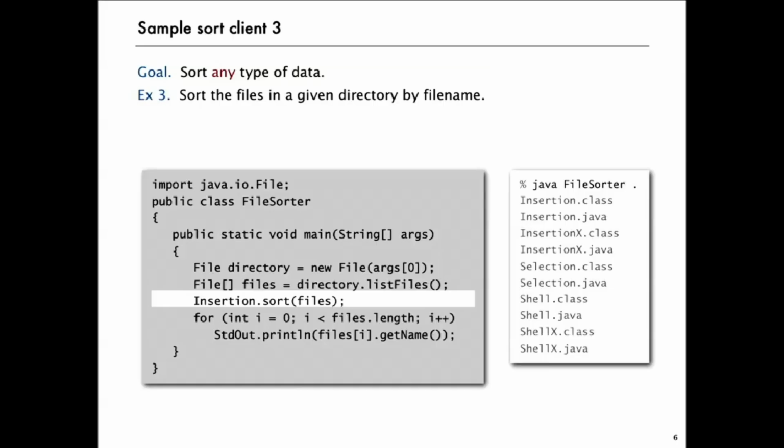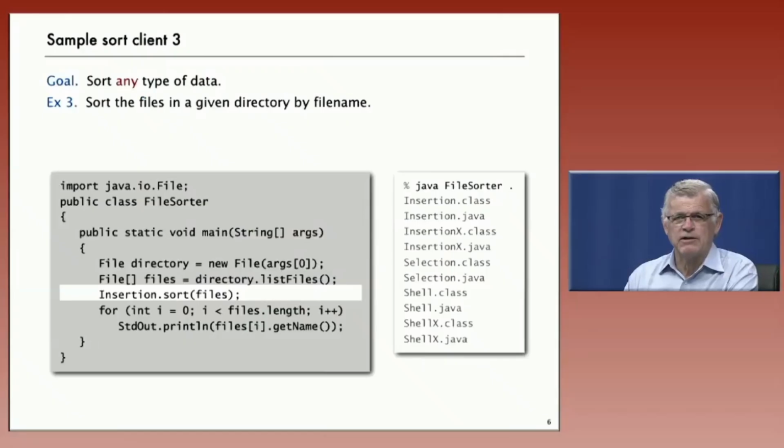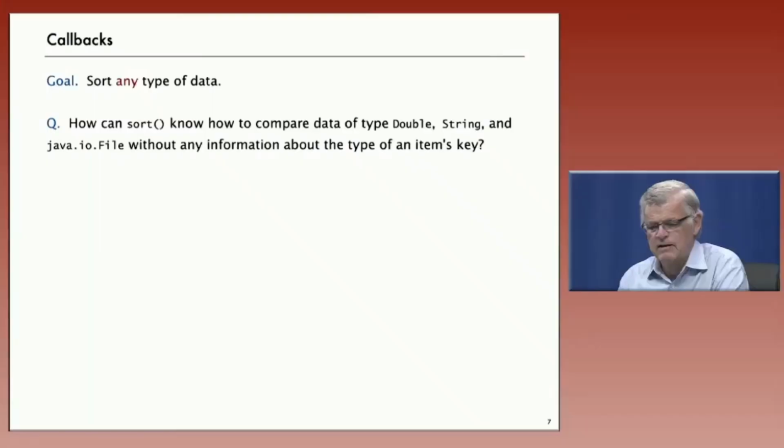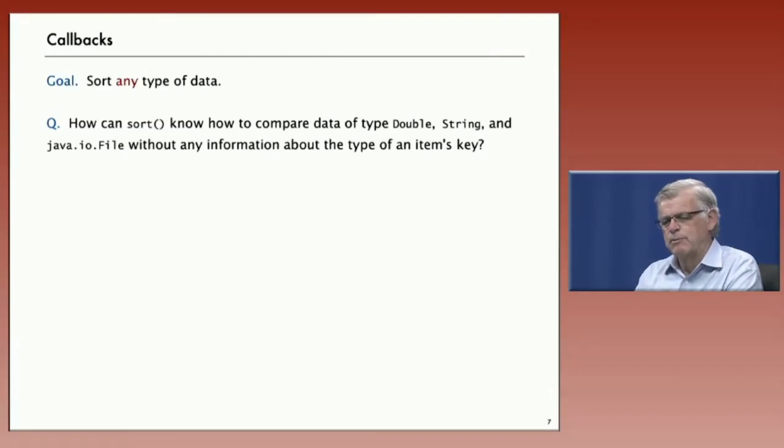And the first rule of the game that we have to think about is, how can we make it so that we can implement one sort program that can be used by these three different clients to implement three different types of data? And the way that that happens is a mechanism known as a callback. So that's our basic question. How can sort know how to compare data of all these different types without being given any information about the type of an item's key?